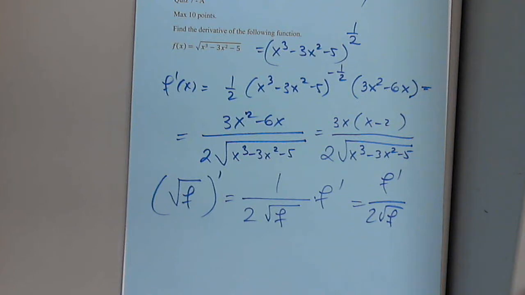Because it's basically the same thing with the square root of x, right? The derivative of the square root of x is 1 over 2 the square root of x times x prime. It happens to be 1. It's the same idea, same concept.